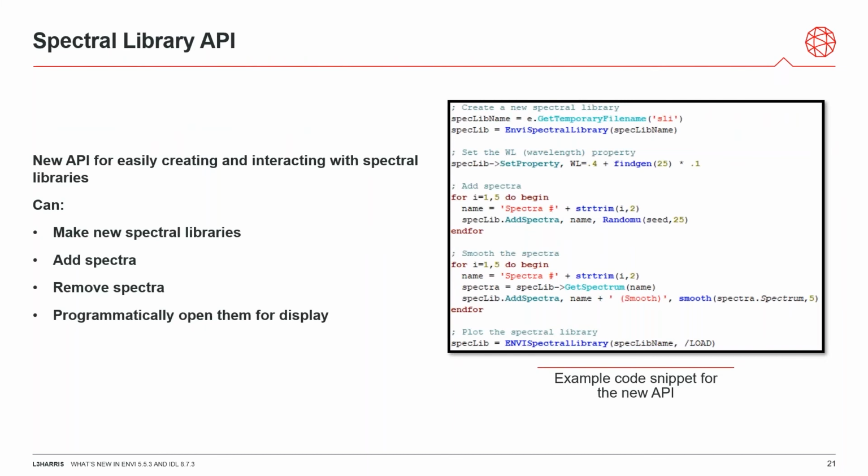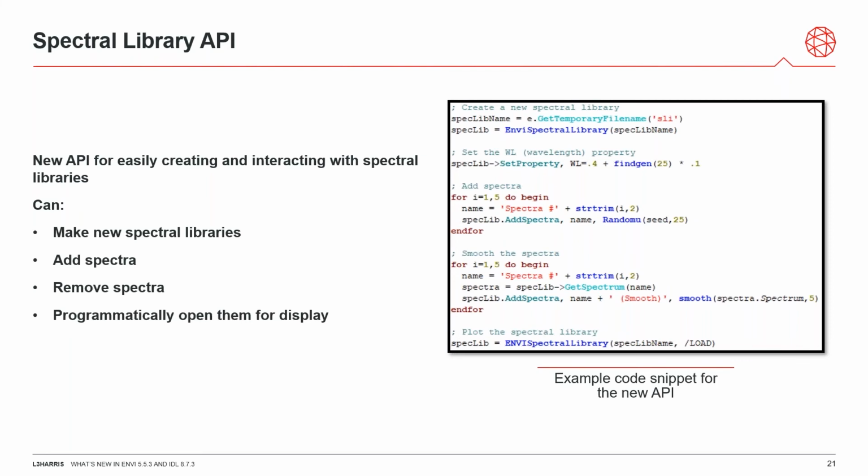Moving on to another feature for ENVI, we've added a new Spectral Library API, more an updated Spectral Library API. With the new API, you can create spectral libraries, add and remove spectra to those libraries, and programmatically open them for displaying.